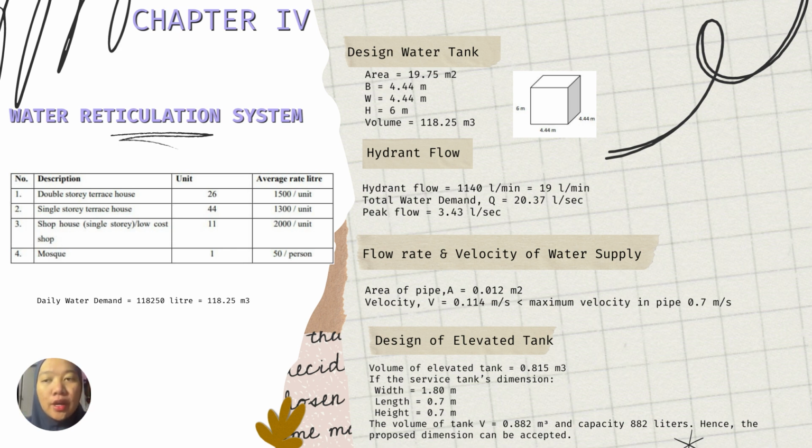Design water tank, our area is 19.75 meter square, and the volume is 118.25 meter cube. Design of elevated tank: volume of elevated tank is 0.815 meter cube. For the surface tank dimension, width we need 1.80 meter, length is 0.7 meter, height we need 0.7 meter. The volume of tank V equals 0.882 meter cube and capacity 882 liters. Hence, the proposed dimension can be accepted.